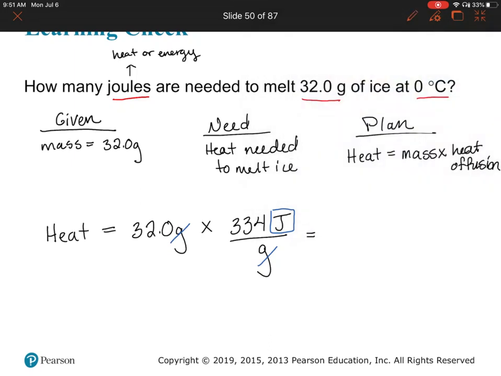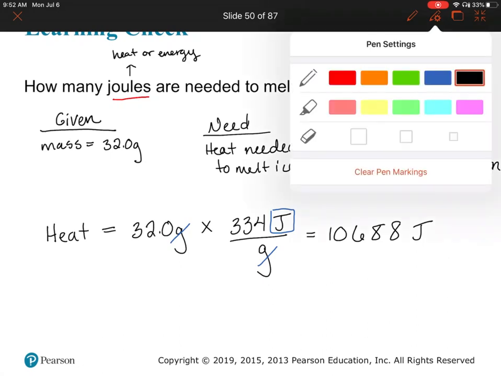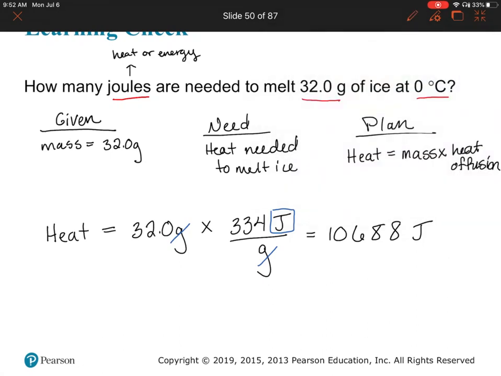Okay, so I've got my calculator. I'm just going to do this quick calculation. Let's see, we've got 32 times 334. Okay, so I get 10,688 joules. But what about sig figs? So always remember to figure out sig figs here.